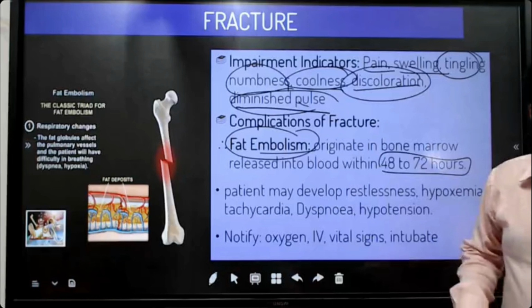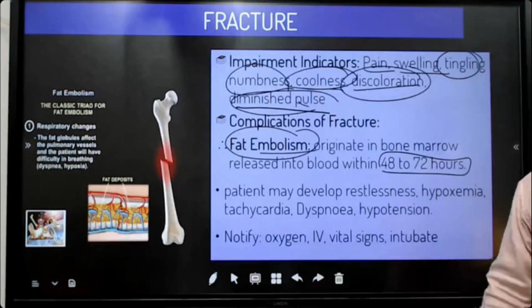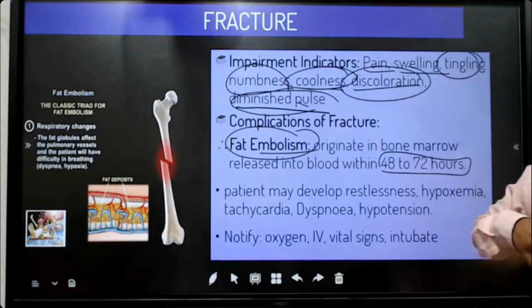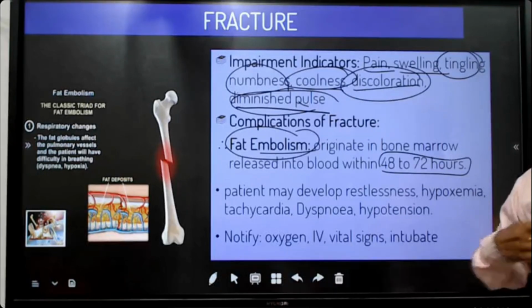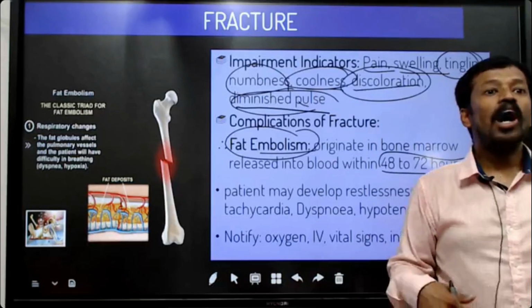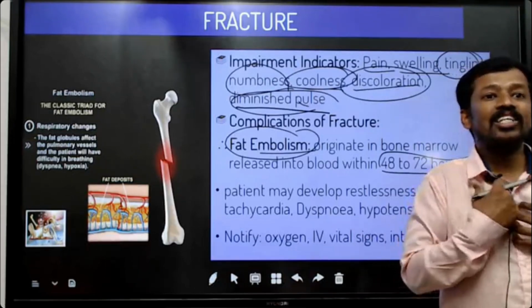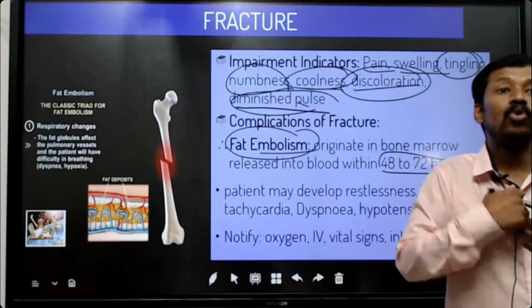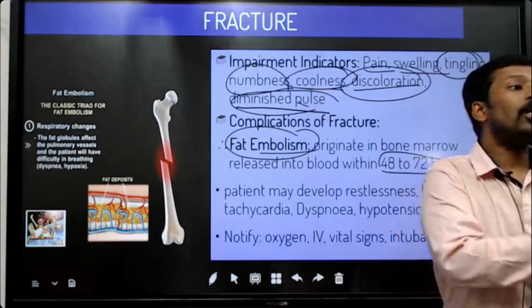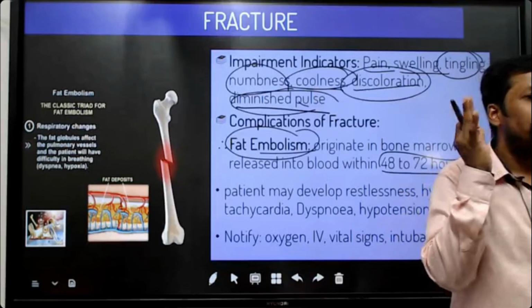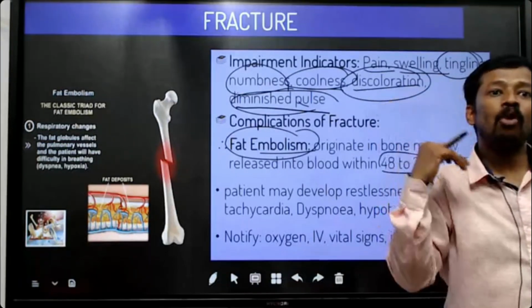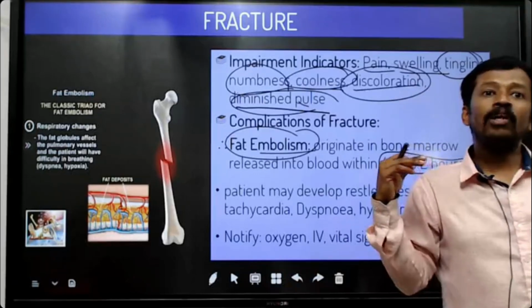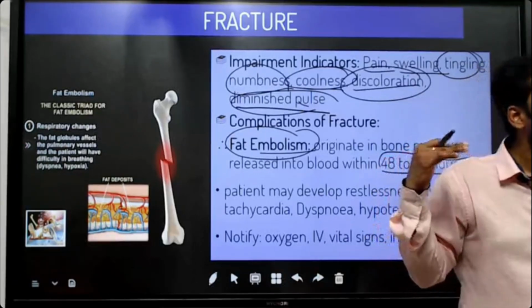Fat embolism means from the periphery, this clot or plaque moves from that area and reaches the pulmonary artery. Through the peripheral vein, it reaches the inferior vena cava, then the right atrium, right ventricle, and pulmonary artery. There is obstruction, pulmonary embolism, so it will lead to cardiac failure.